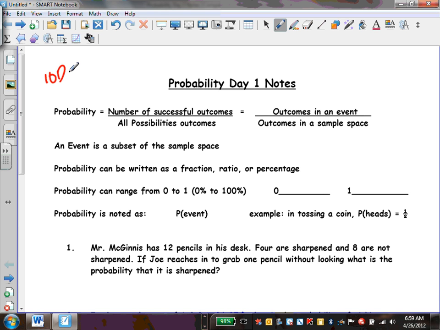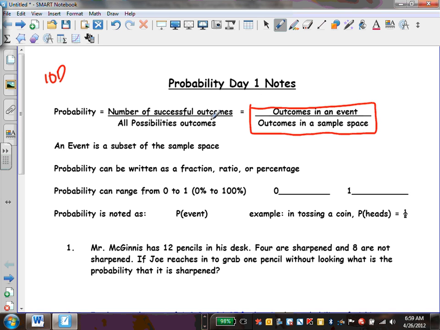Okay, and here's the basic, what you have to know. Here's the main objective, understanding the setup of probability: a counted number divided by a counted number. So it has a couple of different terms here. Probability is the number of successful outcomes divided by all possible outcomes.